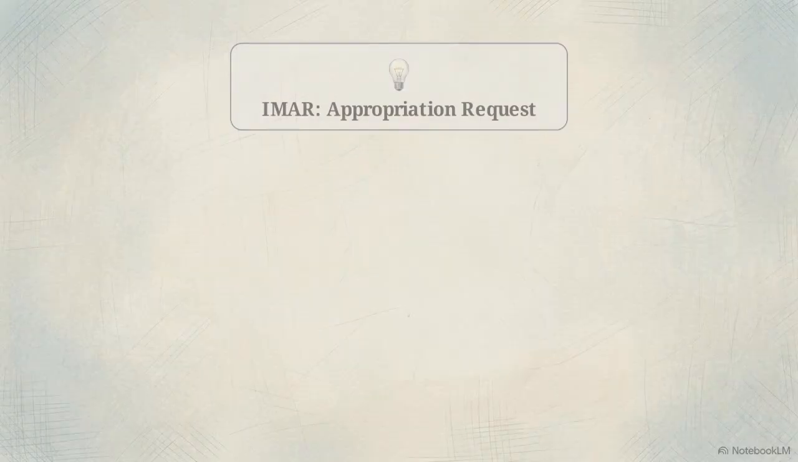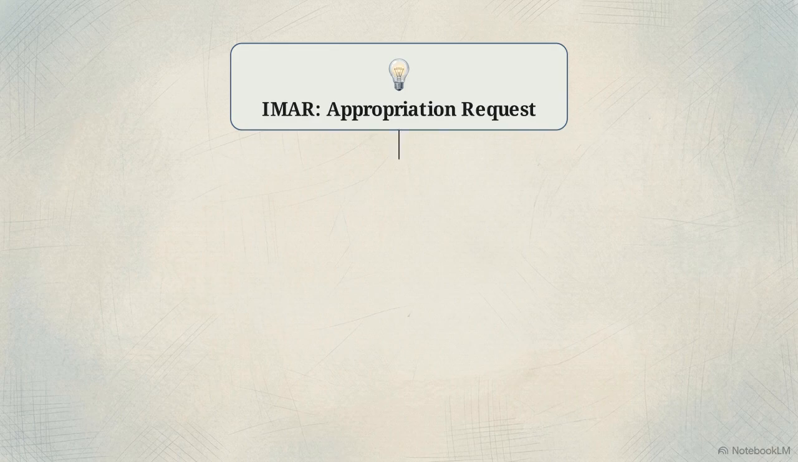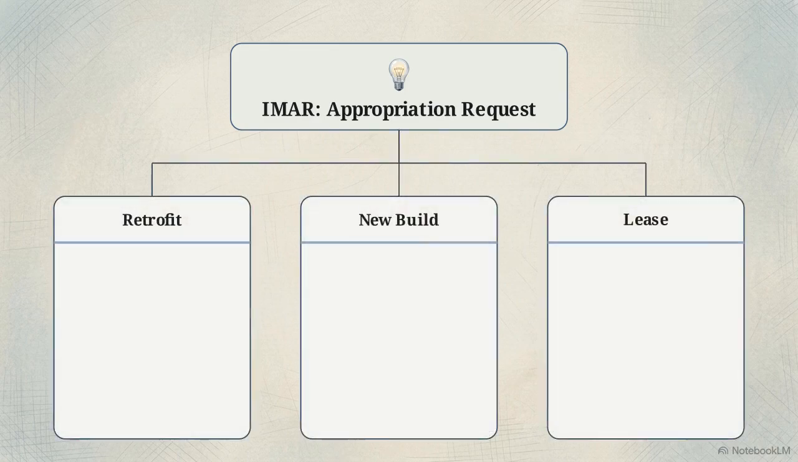We start at the IMAR header, the appropriation request. This is the foundational pre-authorization container that captures a business idea before an operational WBS or order even exists. Notice these three variant branches: a retrofit, a new build, and a lease option. These are investment variants. They allow a single request to store competing execution approaches, each holding independent cost assumptions and calculated outputs for net present value and internal rate of return.